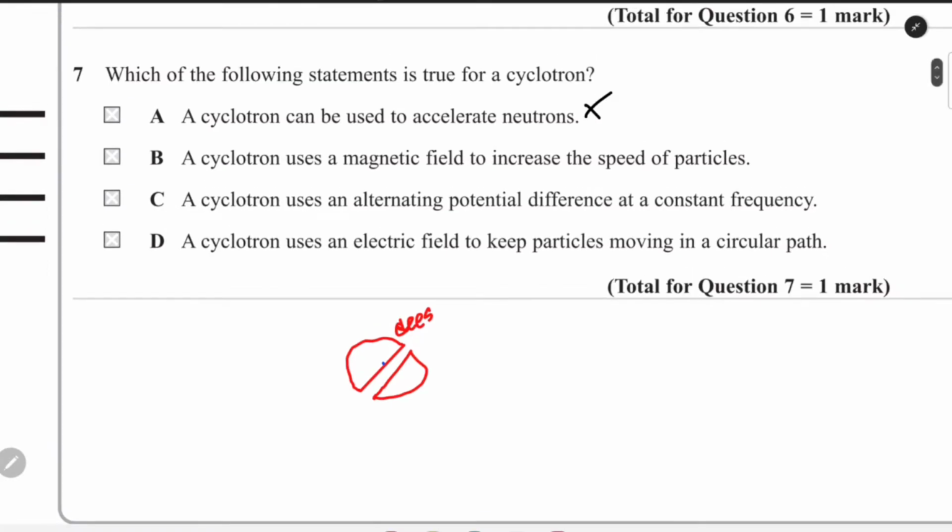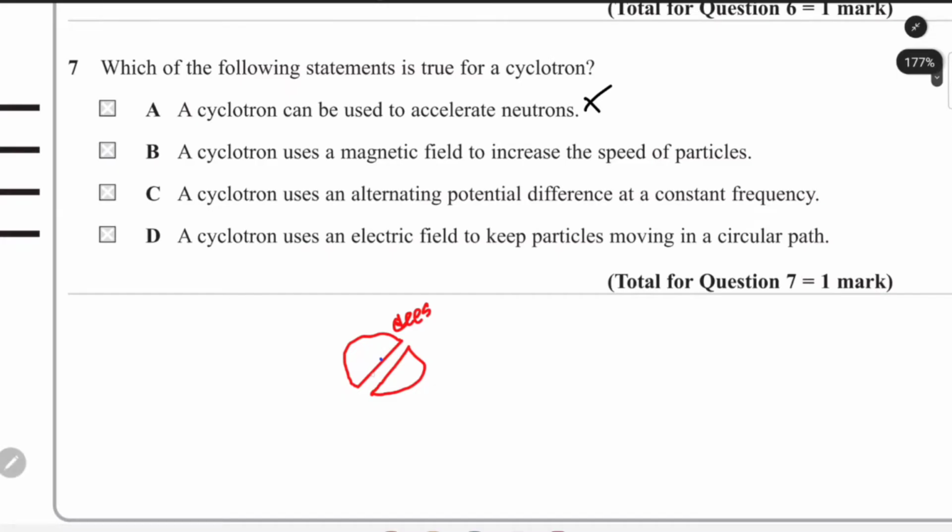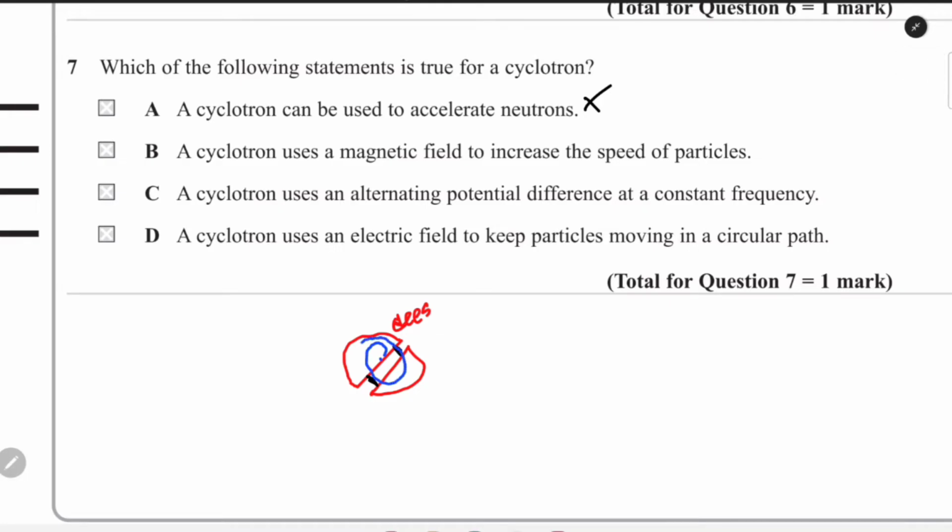A cyclotron uses electromagnetic field between the Ds to increase the speed. Cyclotrons do use magnetic field, but they use it to keep the particles in this circular motion around the Ds. When it's in the Ds, it's not accelerating, it's just moving in circles. And to keep it moving in circles, we need to give it a magnetic field to produce the centripetal force. But it does not increase the speed of the particles. Option B is wrong.